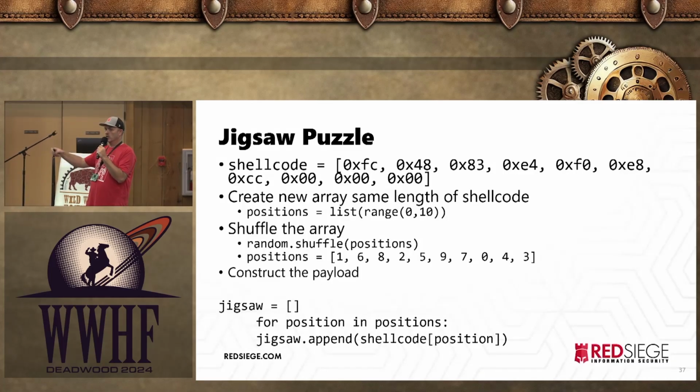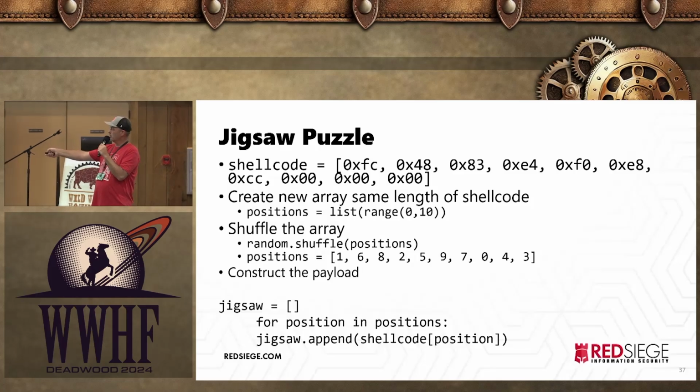And what I do to construct my obfuscated payload is I iterate over the positions list. And I append onto my obfuscated shellcode variable. I look up the first value of positions. I see it's 1. So I go grab the shellcode byte at position 1, which is this, because we're 0 indexed. So 48 is going to be the first byte of shellcode. We can go to the next one. It's 6. So I'm going to go 0, 1, 2, 3, 4, 5, 6. I'm going to grab CC and I'm going to insert that.